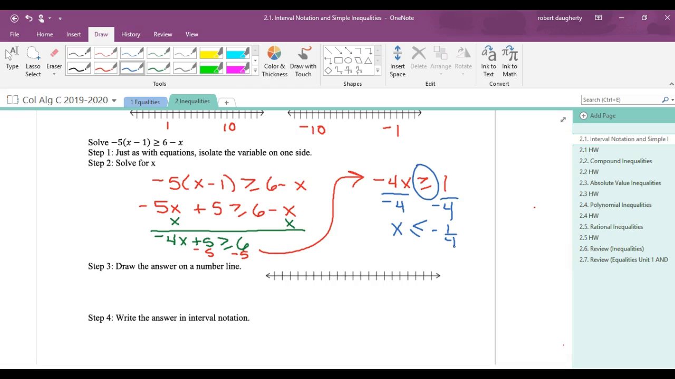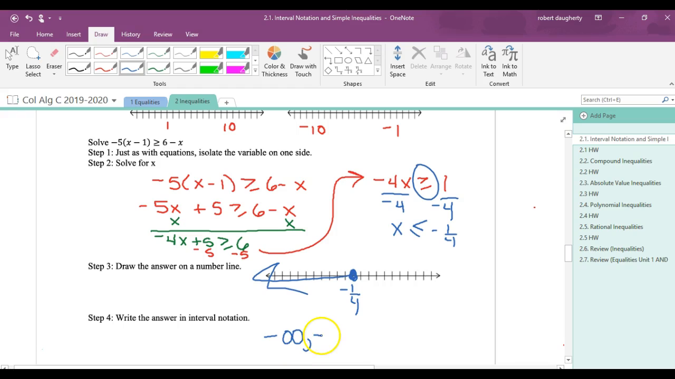But I want your answer to be in what notation? Interval notation, okay? Now, you might be able to jump straight from here to interval notation. If you can't, the number line is there to help you. How would I draw this on a number line? What number will I draw? -1/4. Will it be an open circle or a closed circle? Will I shade to the left or the right? Okay. How many intervals is that? That's one interval.